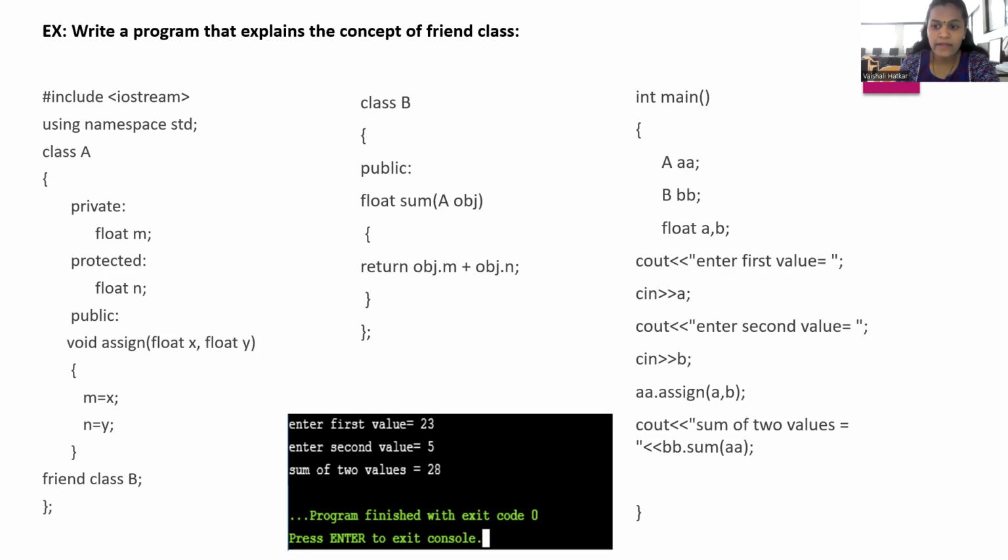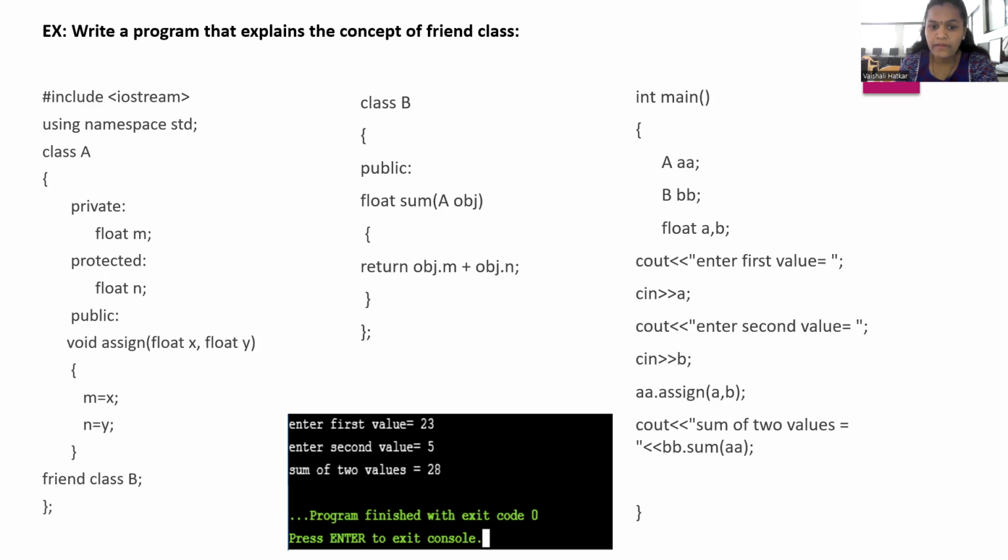Then we declare our friend class, that is friend class B. What will it do? It will access the private and protected members of class A. That's why we make class B a friend of class A. Here, in public in class B, we have declared one member function, that is sum, and we are passing an object of class A.